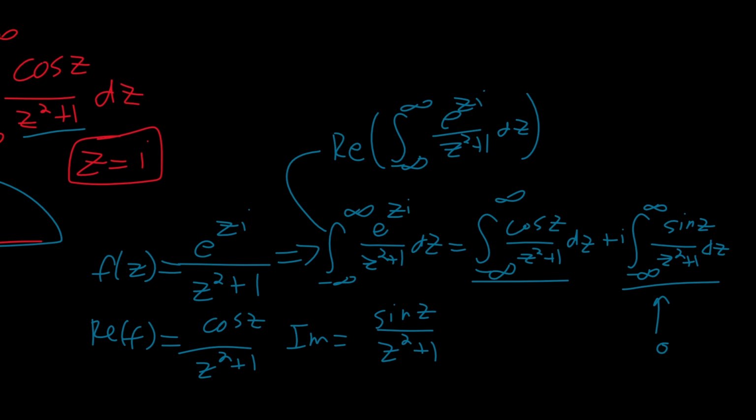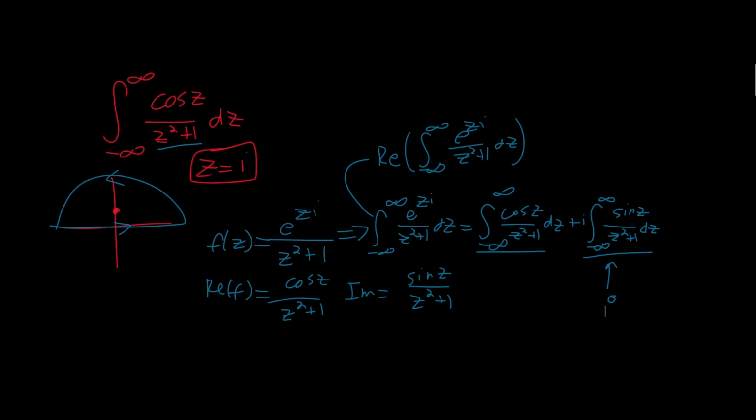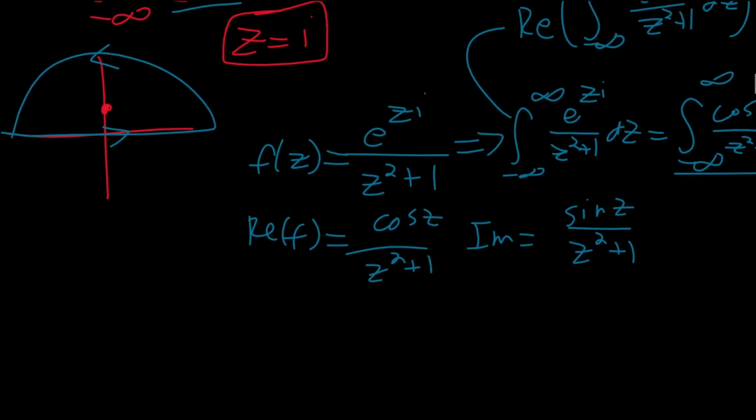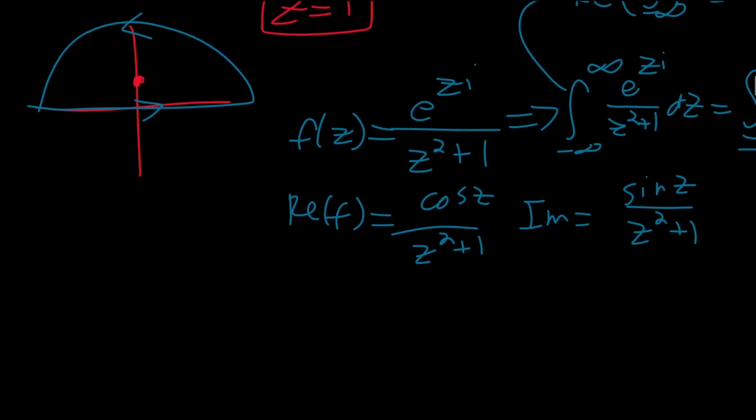But anyways, that's kind of a special case. In general, this absolutely does not hold. So we need to find the real part then of e to the zi over z squared plus 1 with respect to z. So let's go ahead and do that, with that being our f of z.